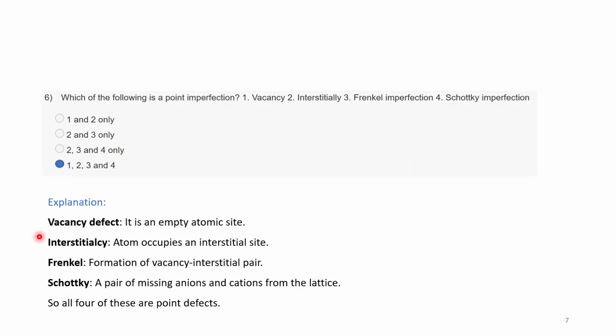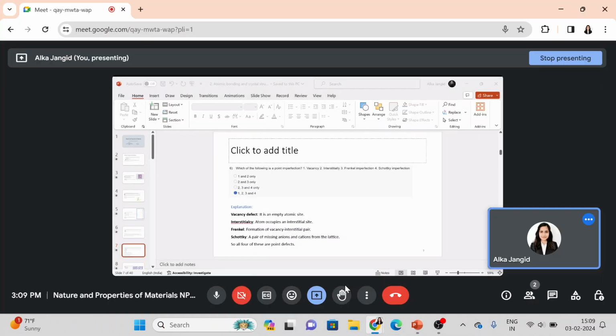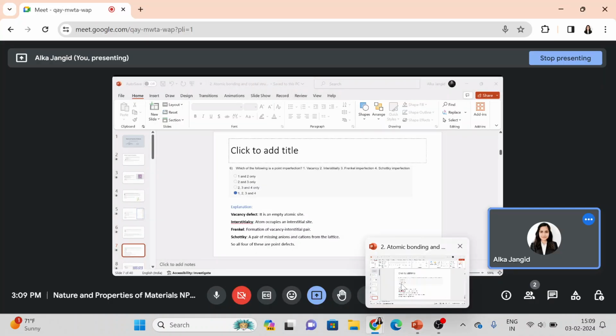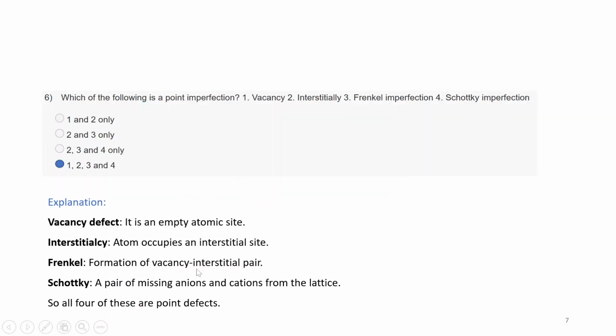These are the small definitions for all these point imperfections. In case of vacancy defect, it is an empty atomic site, and in case of interstitialcy, your atom occupies an interstitial site. In case of Frenkel defect, there will be formation of a vacancy-interstitial pair, and in case of Schottky defect, there will be a pair of missing anion and cation from the lattice. So all four of these are point defects.